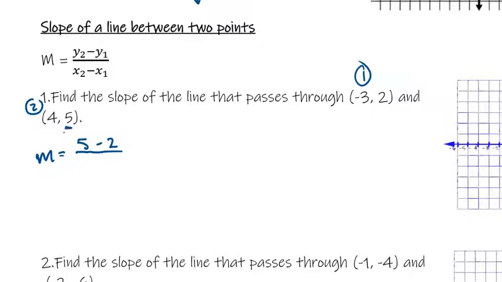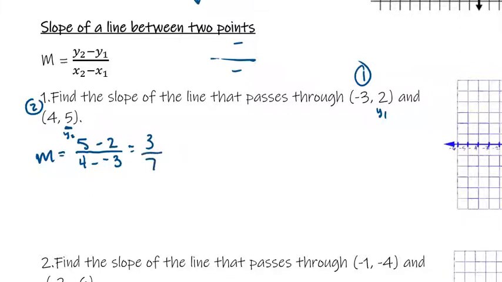This is my y2 minus my y1. My x2 is 4 minus my x1, which is -3. Watch the double negatives. If it helps, you can write it like this first and then stick your numbers in. So 5 minus 2 is 3. 4 minus the negative 3 is 7.